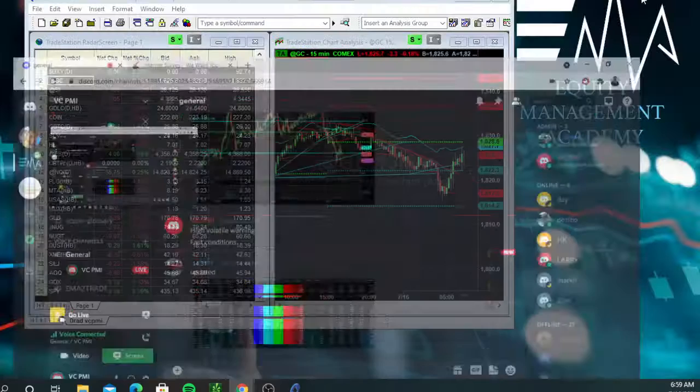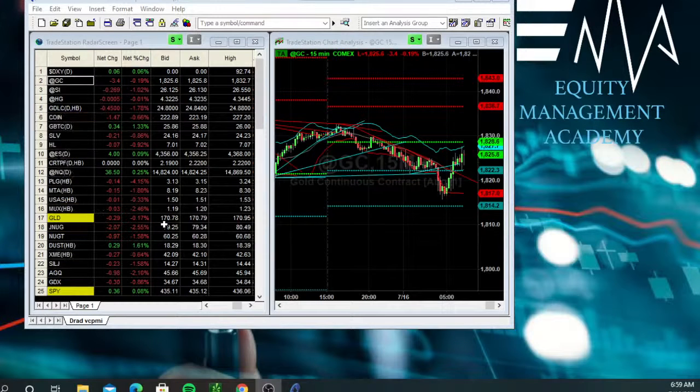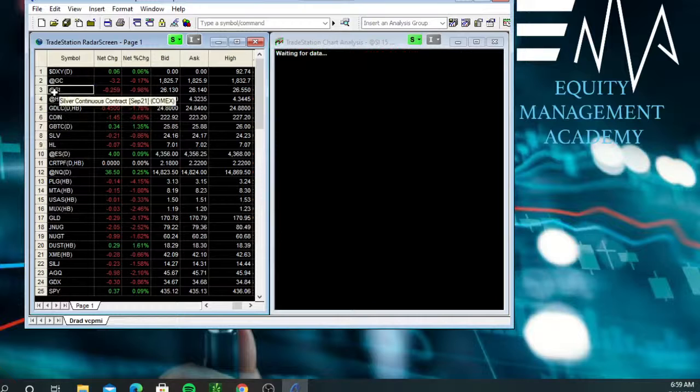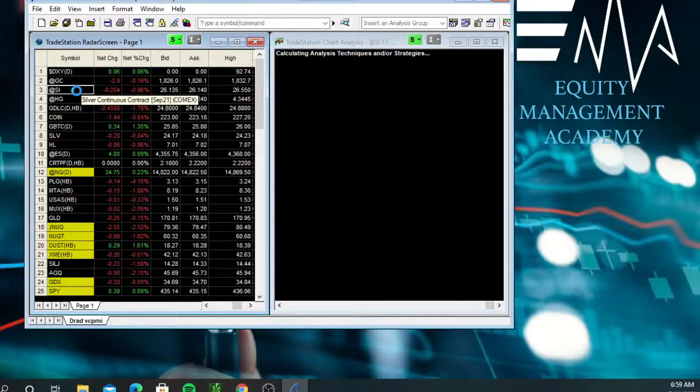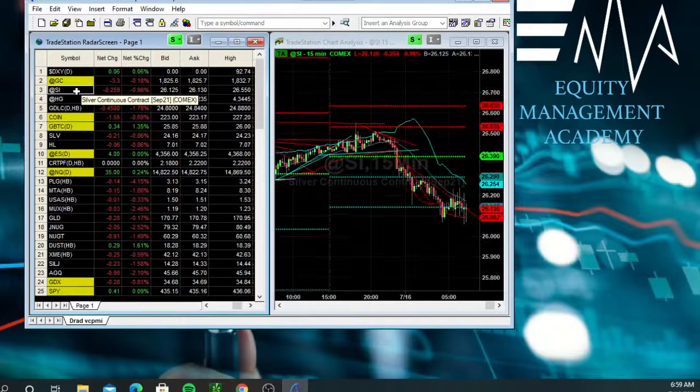Let's jump right into the market here this morning. Gold trading last at 1825.6. Silver is weaker than the gold market, trading about 26.13.